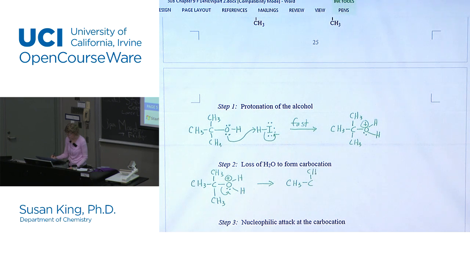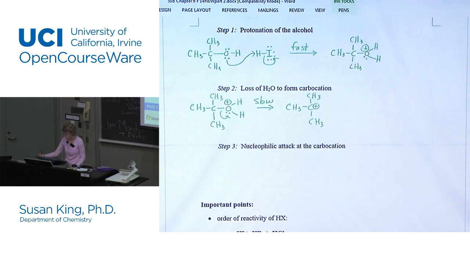Tertiary carbocation. Same thing will happen with secondary. We'll get a secondary carbocation. And if we get a secondary carbocation, what do we watch out for? Yep, rearrangement, if you can have it. You can't always have it. So is this a fast or a slow step? Slow step when we form a carbocation. And then we have nucleophilic attack at the carbocation.